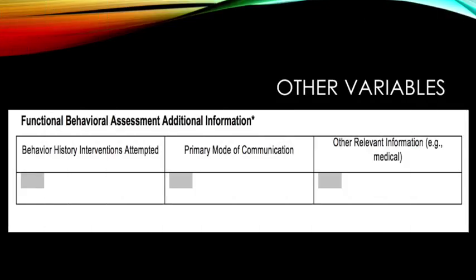The functional behavior assessment also includes some additional information. You can talk about the history of interventions that you've done so far. What's the primary mode of communication if the student has issues with communication or speech? And any other relevant information that you want to put in there. This would be really key if the student's having reactions to a new type of meds, new doses, whatever it might be.